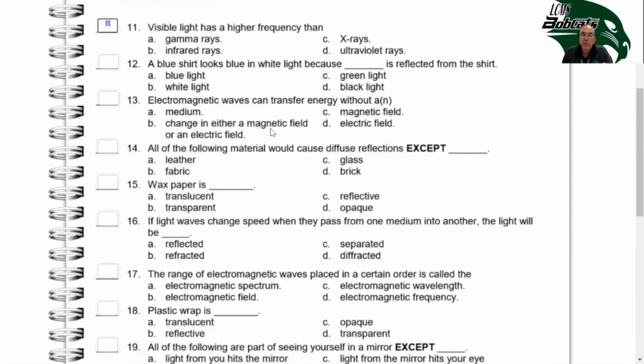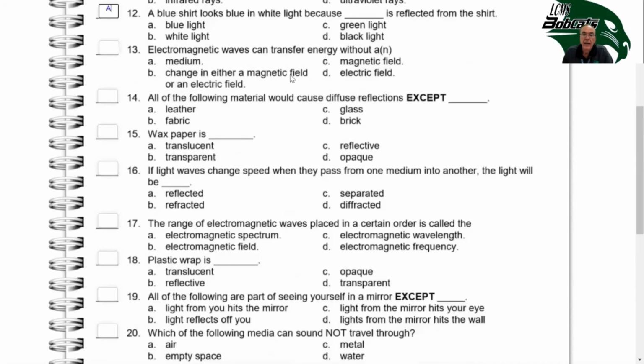Remember, we see the reflected color. So a blue shirt looks blue in white light because blue light is reflected. Electromagnetic energy waves can travel through the emptiness of space. So they do not need a medium. So it would be A.